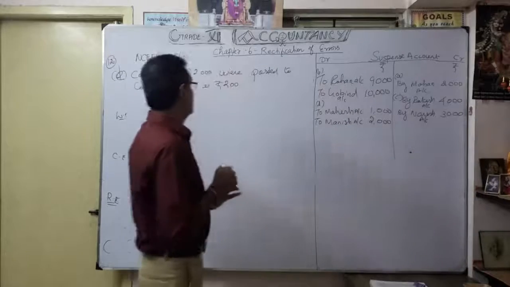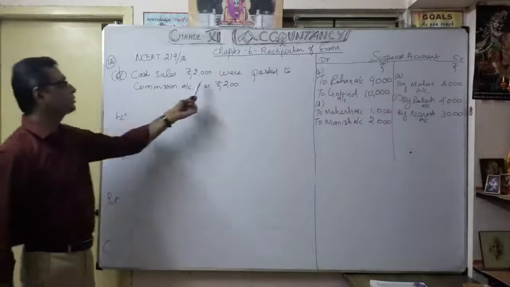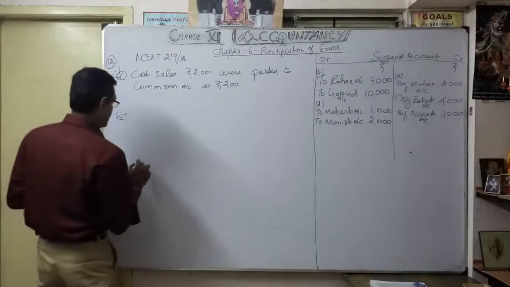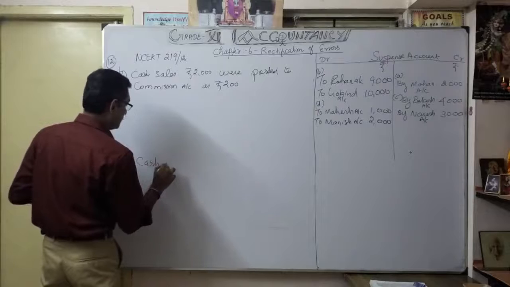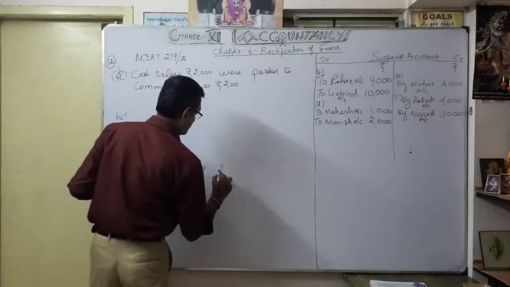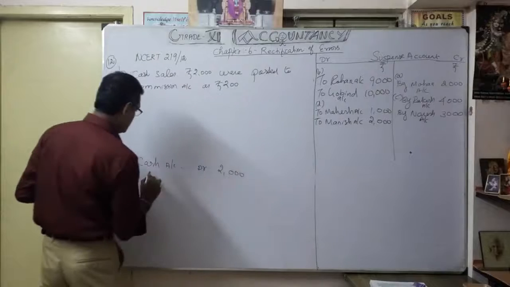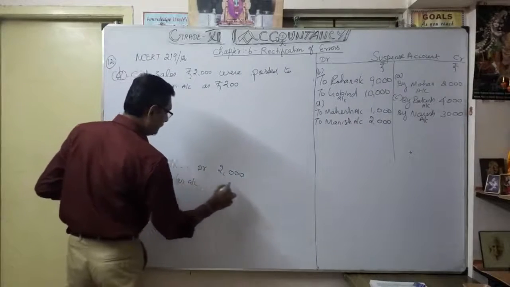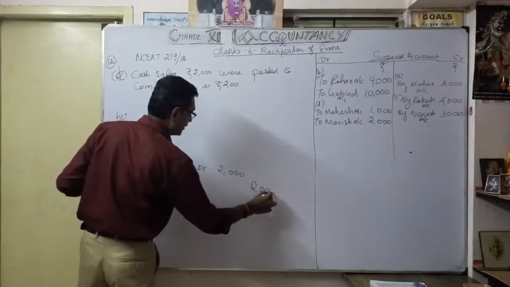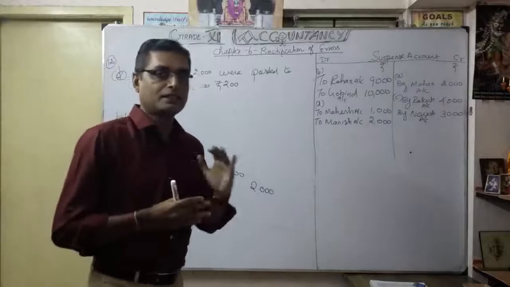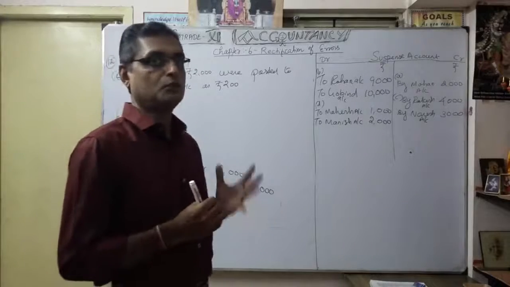Now let's see. Cash sales 2000, that is the correct entry. So what entry are you going to do as the correct entry? See, cash account debit, how much? 2000 to sales, isn't it? So we got cash in the form of selling goods. Through sales we got it. That's always cash sales. What is the entry? Cash account debit to sales account 2000.